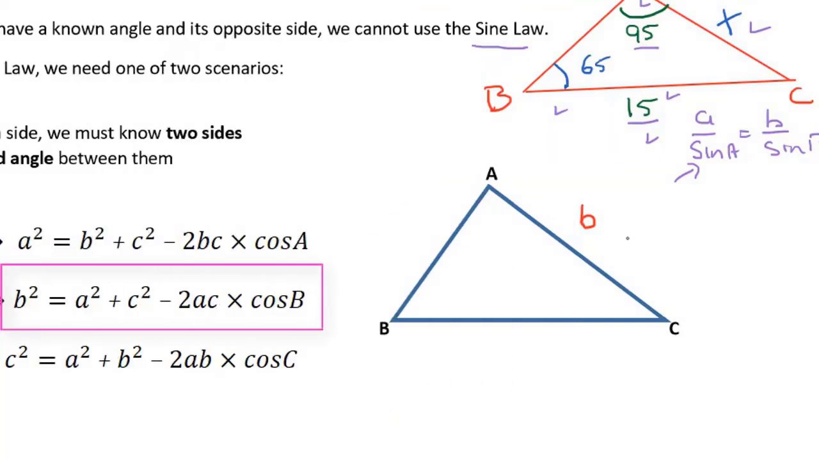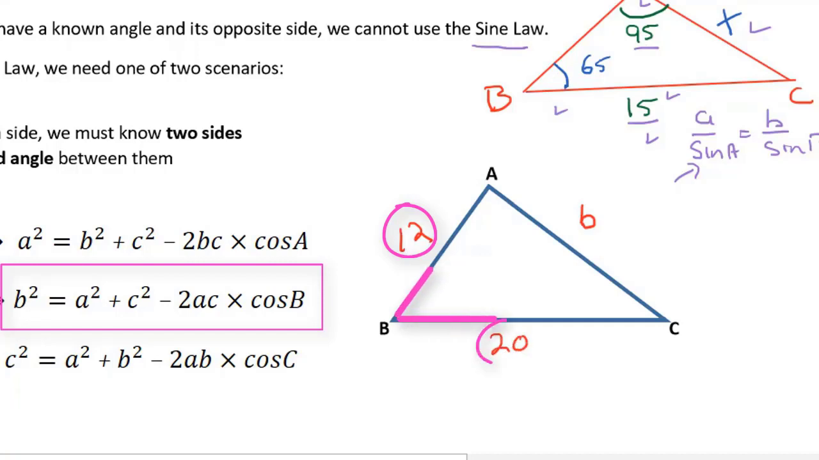What if we were asked to find the length of side B? Well, to use the cosine law, we would need to know the length of side C. And let's say, for this example, that's 12. We would also need to know the length of side A. And let's say that that's 20. And the last piece of information we need is the angle enclosed by side C and side A. And for this example, let's say it's 60 degrees.